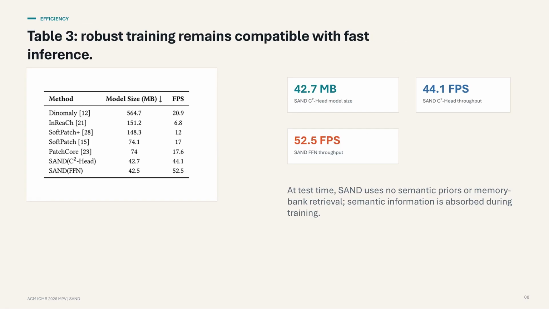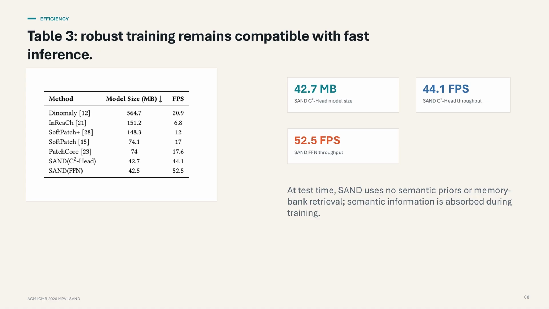Some strong baselines still rely on large models or test-time memory matching. For example, Dynomaly can be competitive under low contamination, but it uses a much larger model. Retrieval-based methods such as SoftPatch, SoftPatch Plus, and InReach are also limited by nearest neighbor matching during inference. SAND avoids this test-time cost. Semantic priors and memory retrieval are used only during training. At inference, the model uses a frozen feature extractor and a lightweight detector.